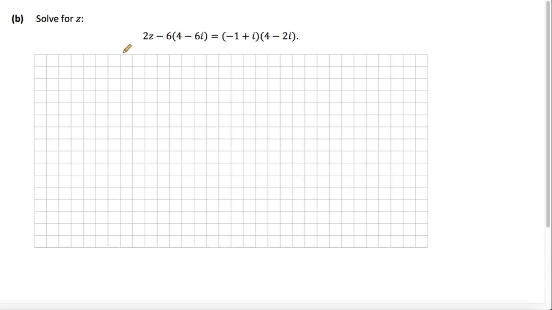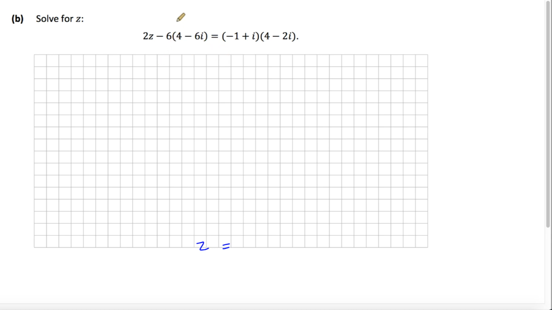Okay, finally, part B. Solve for z. Okay, so we've got i's and z's here, but we're only interested in finding the value of z. So we need to isolate z on its own. We're going to finish up at the end with z equals something. And we're expecting probably a complex number, maybe. So there may be i's in our answer, which is fine.